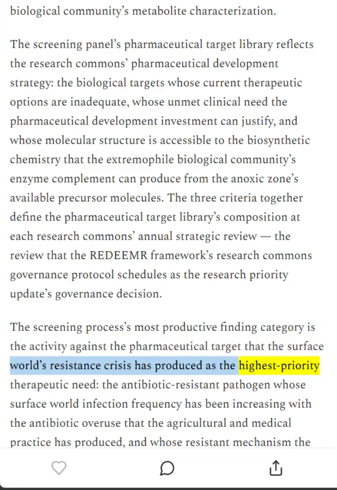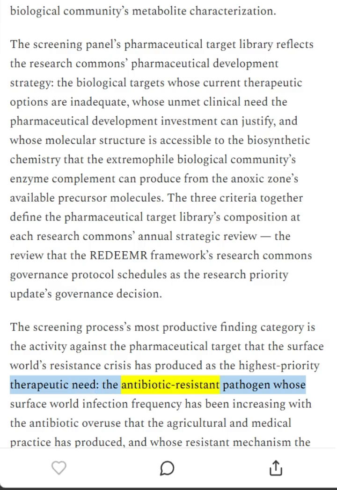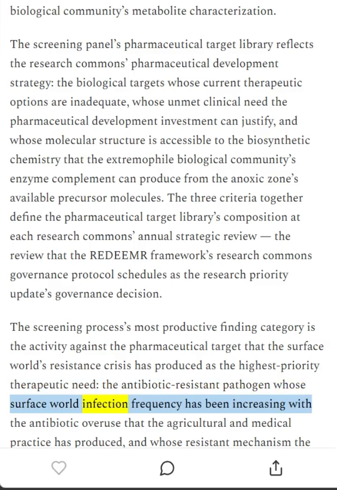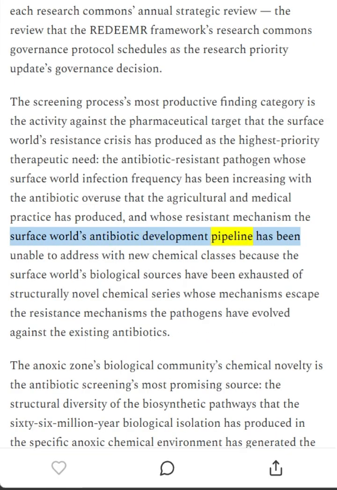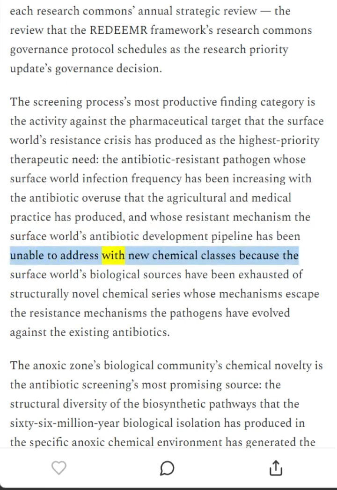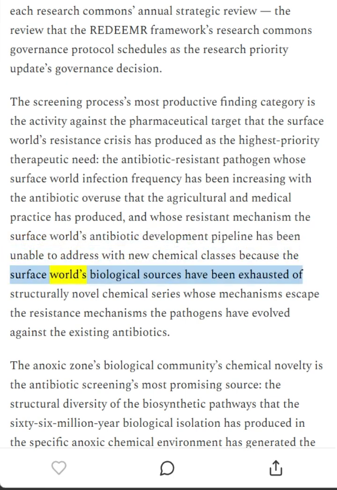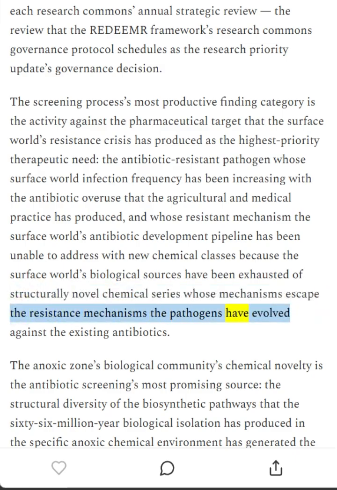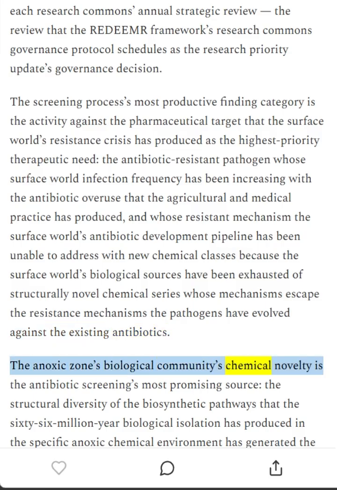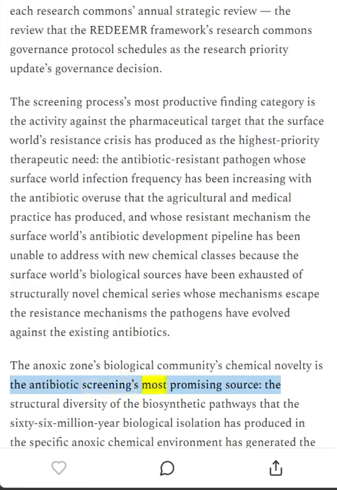has produced as the highest priority therapeutic need, the antibiotic-resistant pathogen whose surface world infection frequency has been increasing with the antibiotic overuse that the agricultural and medical practice has produced, and whose resistant mechanism the surface world's antibiotic development pipeline has been unable to address with new chemical classes because the surface world's biological sources have been exhausted of structurally novel chemical series whose mechanisms escape the resistance mechanisms the pathogens have evolved against the existing antibiotics. The anoxic zone's biological community's chemical novelty is the antibiotic screening's most promising source.